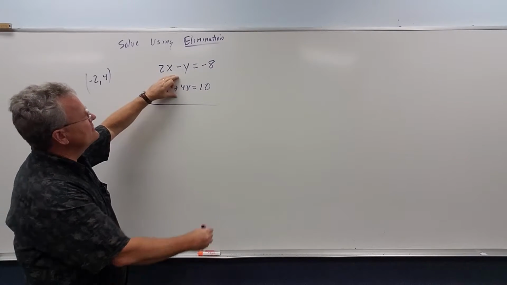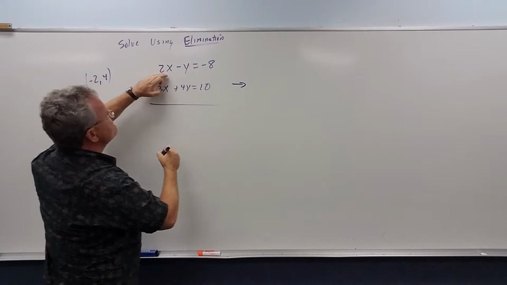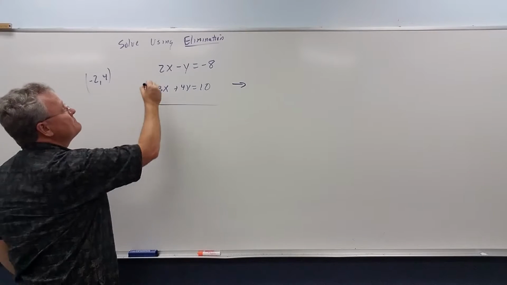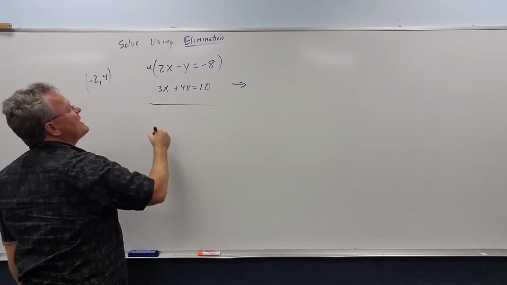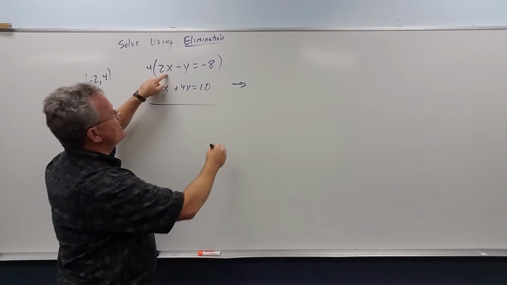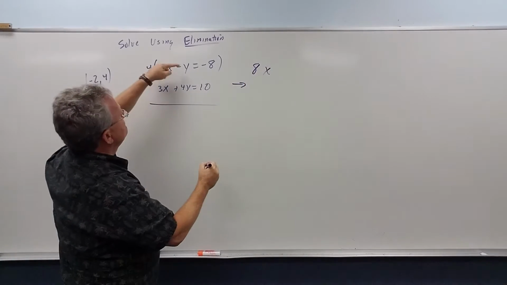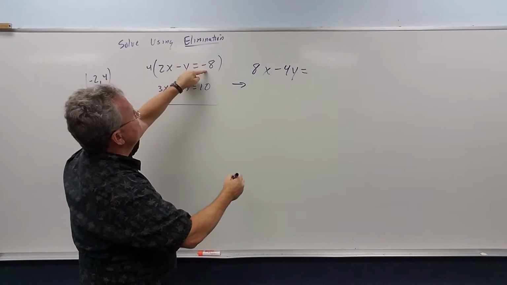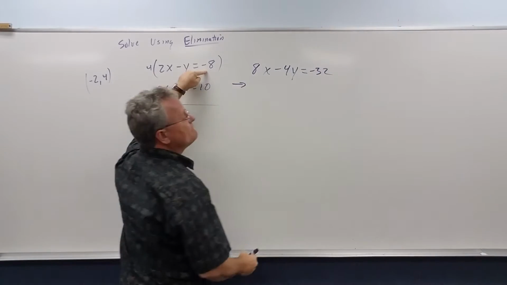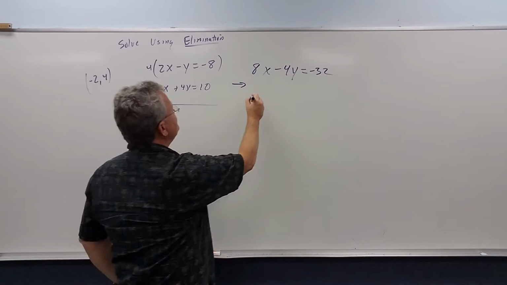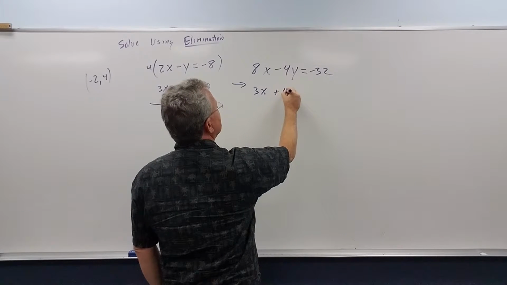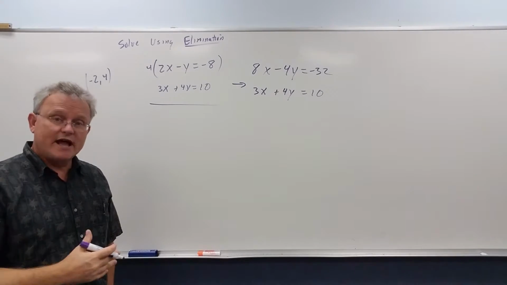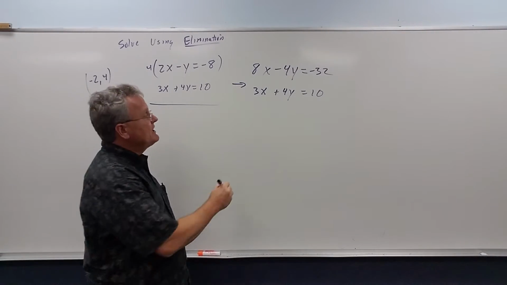So what I'm going to do here is I'm going to multiply the first equation by 4, because then when I add the y's, they're going to add up to 0. So when I multiply that by 4, we distribute, we get 8x minus 4y equals 4 times -8 is -32. The other equation, we don't need to do anything to, because it's already set up that when I add these, the y's will add up to 0. The y's will be eliminated.